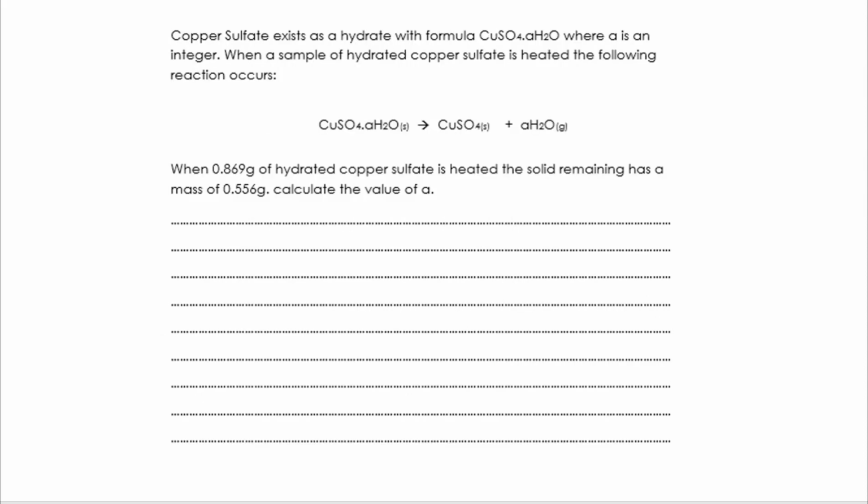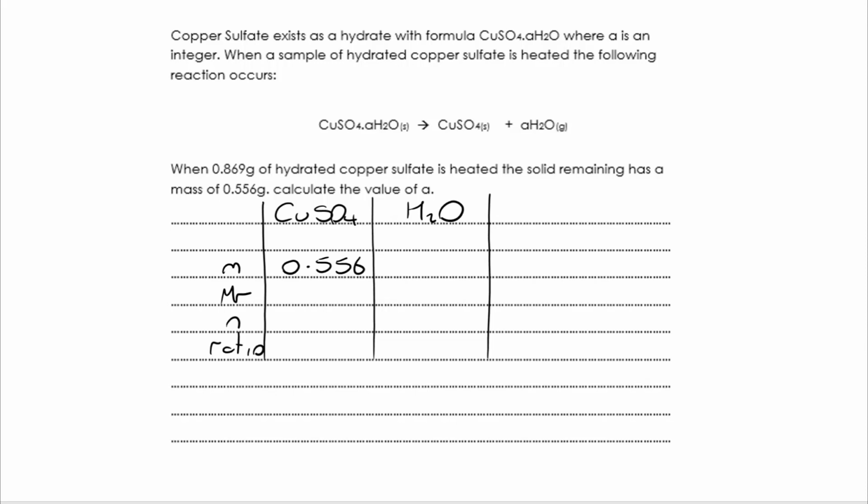And another example of that type of question. Pause, see how you go. So we draw out the table. We put in our mass of copper sulfate. In this particular question, we've got to work out the mass of water. We know we had 0.556 grams of the copper sulfate, so the remainder of the 0.869 is water, 0.313. I put my MRs in, and then I do my mole calculations, 0.0035, 0.0174. Let's divide them both by the smallest, 0.0035, and it takes me to a ratio of 1 to 5.